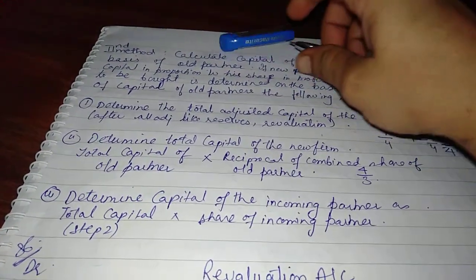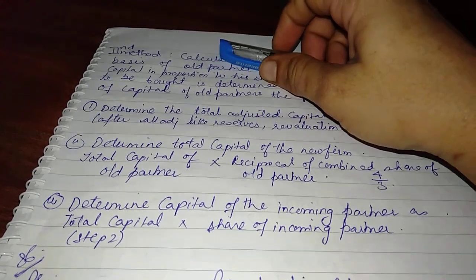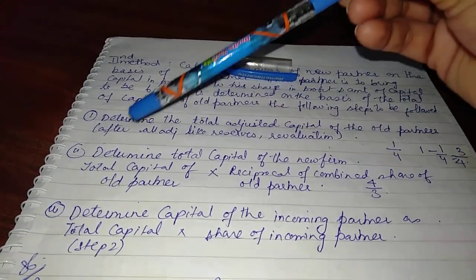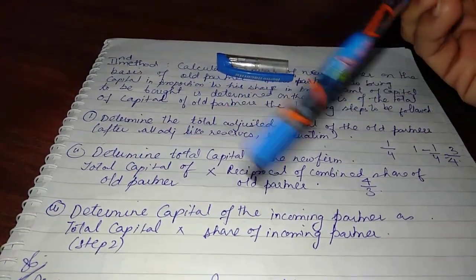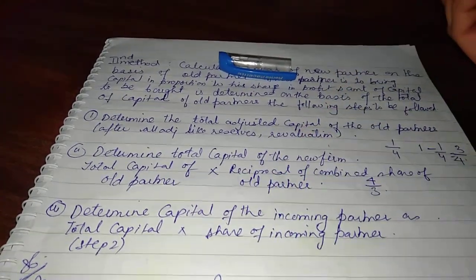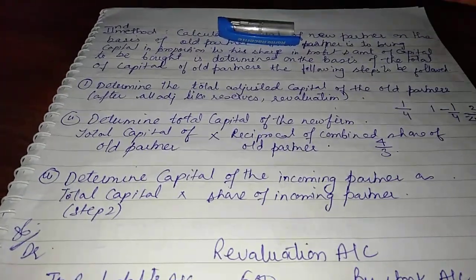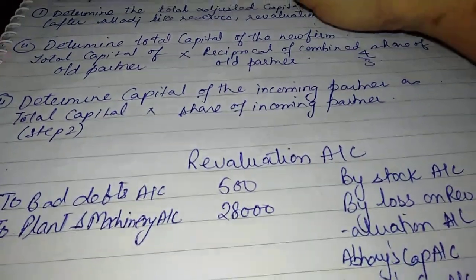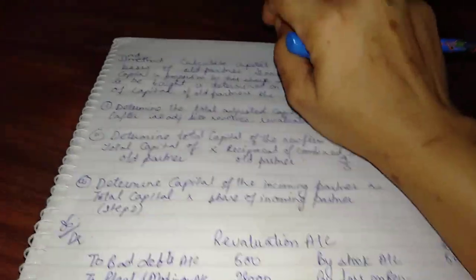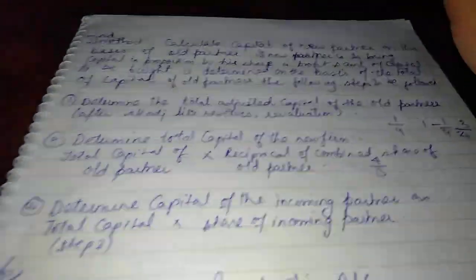After that you have to determine the capital of the incoming partner. So you take total capital multiplied by 1/4, the share of the incoming partner, whatever share he is coming with. So these were the three simple steps, and the last step is the same, to cash by cash. You have to balance it.